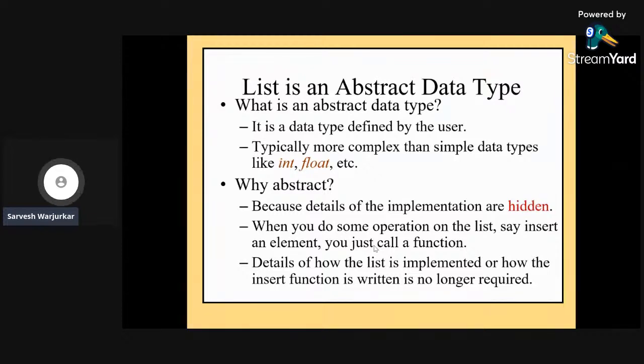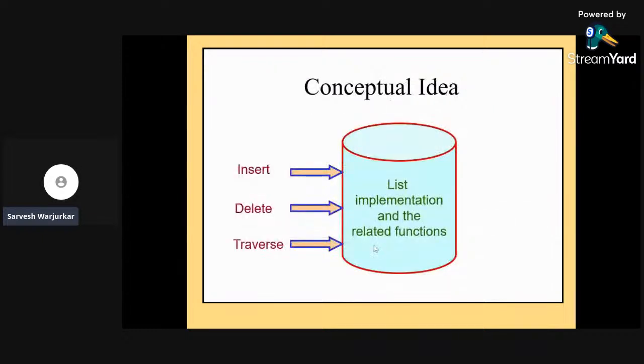When you do some operation on the list, say insert an element, you can just call the function. It means you are going to give the reference of that function so that you may call it. Earlier, before implementation, all of it is hidden. Details of how the list is implemented and how the insert function is written are no longer required. That's why the abstract is required. Basically, it is the conceptual data.